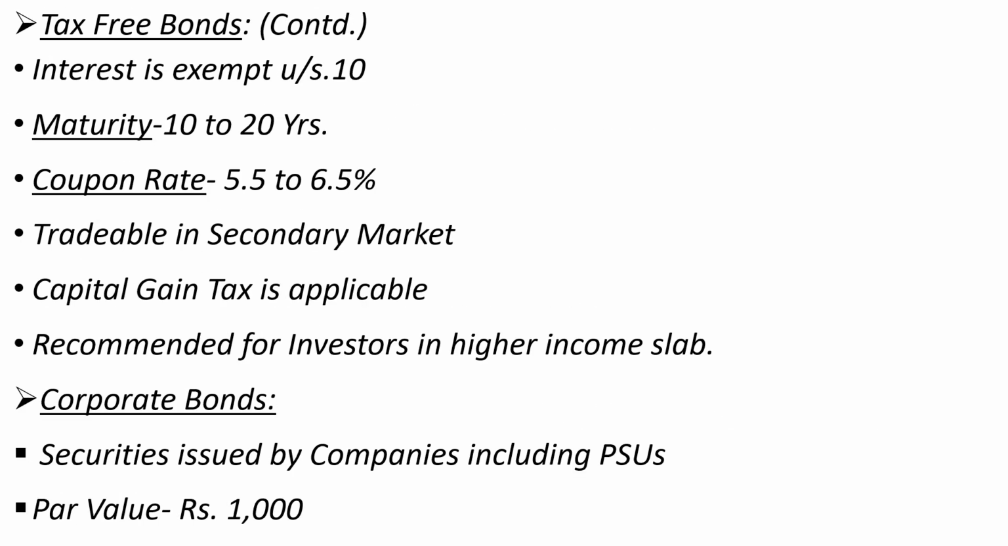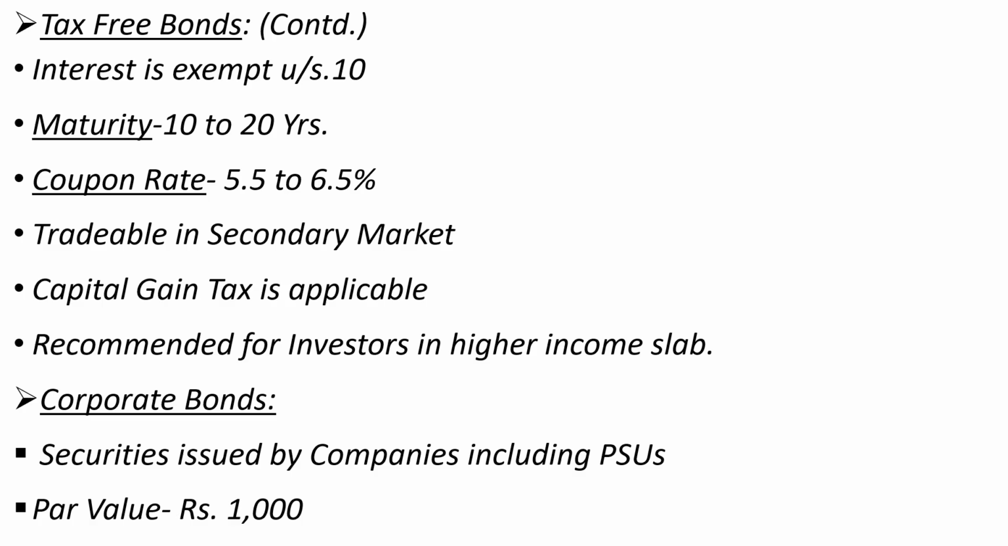Investment in tax-free bonds continued. The interest received under the tax-free bonds is exempt under Section 10 of the Income Tax Act. The maturity period of these bonds varies between 10 to 20 years. The coupon rate, that is the interest rate, varies between 5.5% to 6.5%. These bonds are tradable in secondary market. Capital gain received is taxable under the Income Tax Act. This investment is recommended for investors in higher income slab.